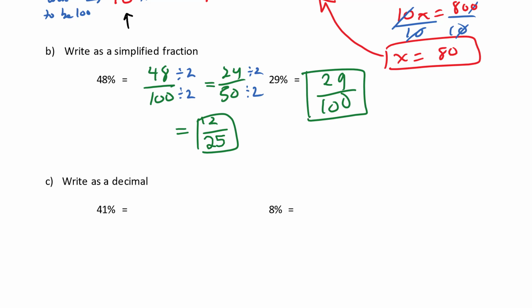Write 41% as a decimal, 0.41. We move the decimal place over 1, 2. 8%, 0.08. Move the decimal place 1, 2. Don't forget that 0. Very important.